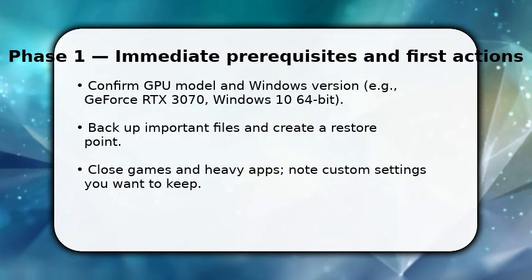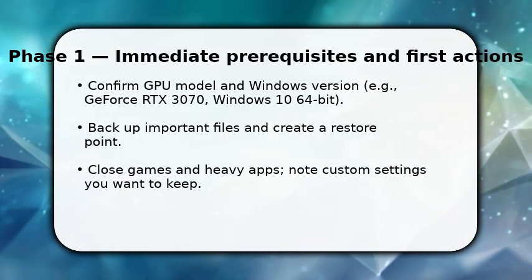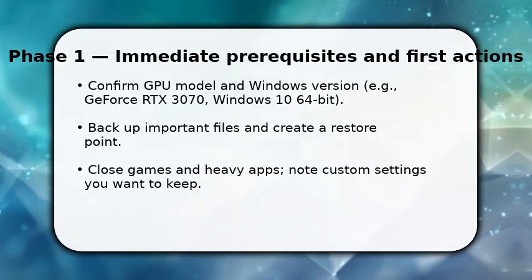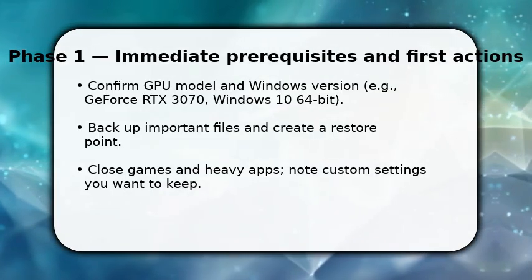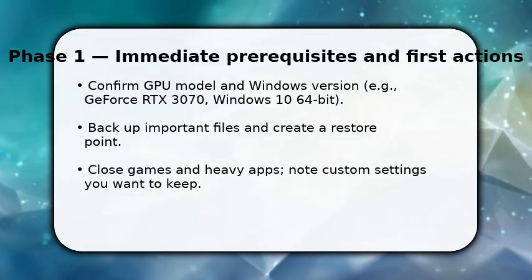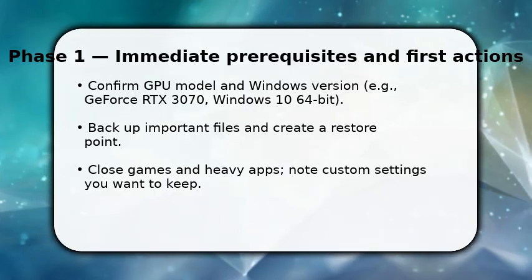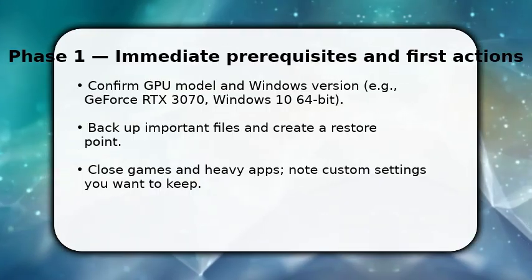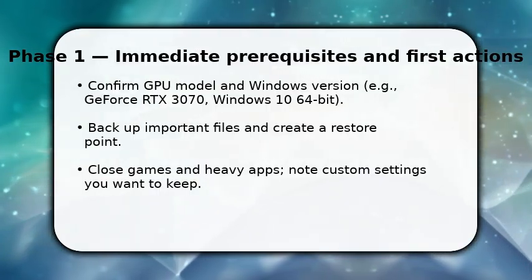You start by confirming what GPU and OS you have so you download the correct package. Open Device Manager or GeForce Experience and note the model and Windows bitness. Once done, create a system restore point and backup critical files. Make sure to close all games and resource-heavy apps so the installer doesn't fail. This also avoids driver conflicts.